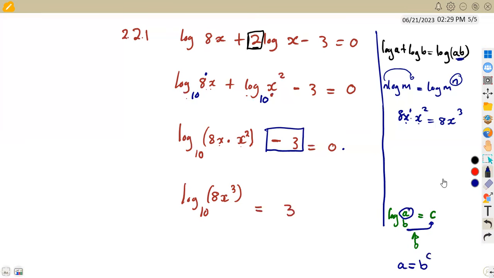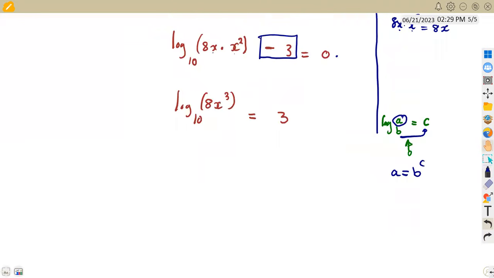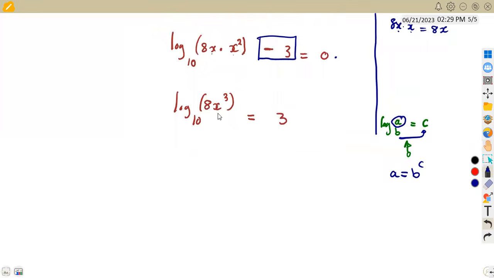So what does it mean? We can change this into an exponential equation, which is easier for us to solve. Our a, which is 8x to the exponent of 3, is equal to the base, which is 10, raised to the answer as your exponent, which is 3. So that's 10 to the exponent of 3. So that's it, guys. 8x cubed is equal to 10 to the exponent of 3, which is 1,000.